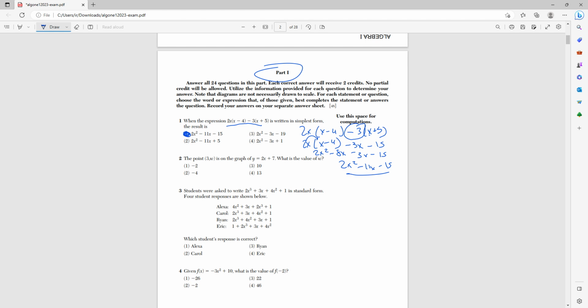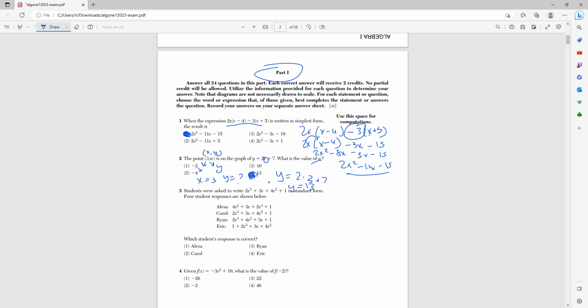Number 2 says that the point (3, w) is on the graph of y equals 2x plus 7. What is the value of w? It gives us an x value, and it's asking us to solve for the y value, because this is in point coordinate form, or x comma y form. So when x is equal to 3, what is y equal to? All we have to do is plug it in. y is equal to 2 times 3 plus 7. y is equal to 6 plus 7, that's 13, so the answer is 4.